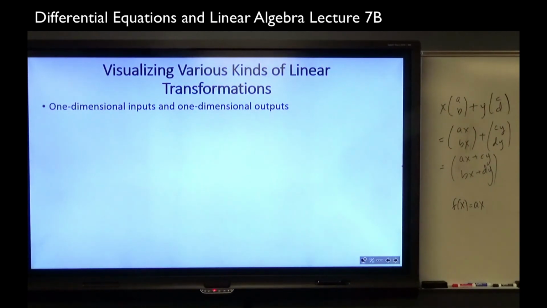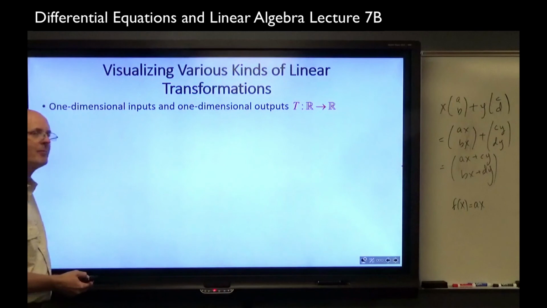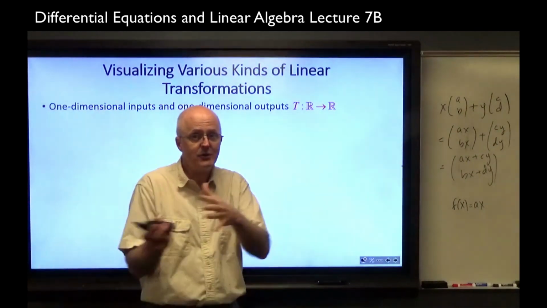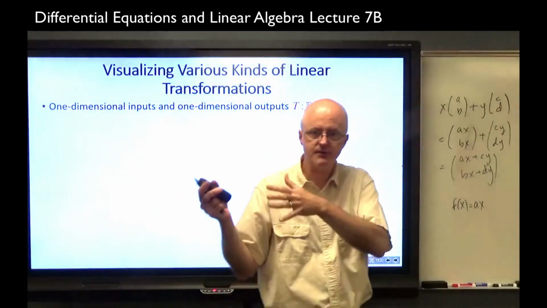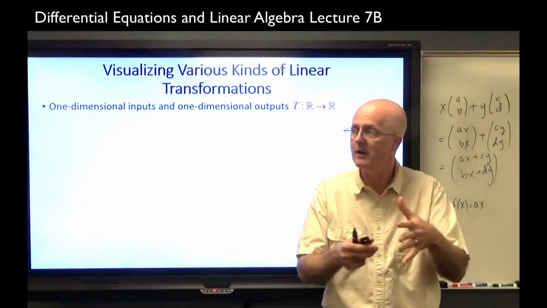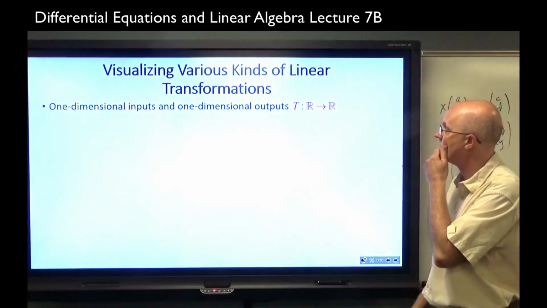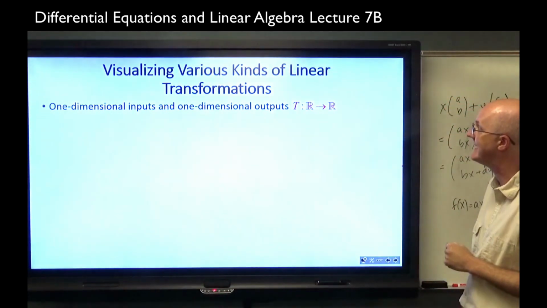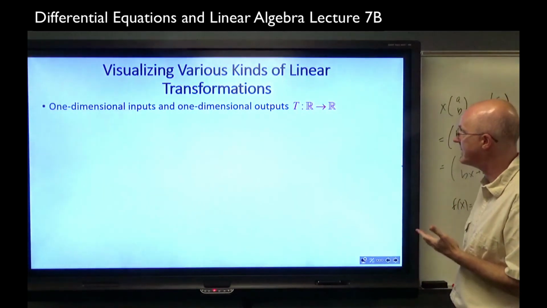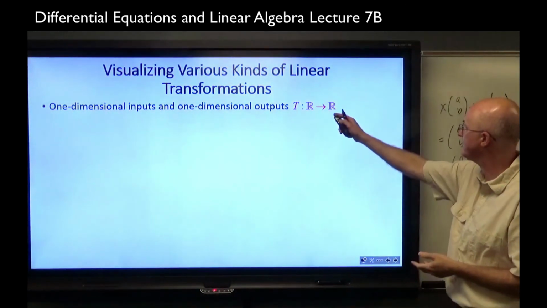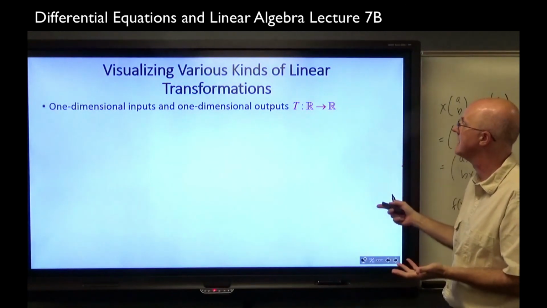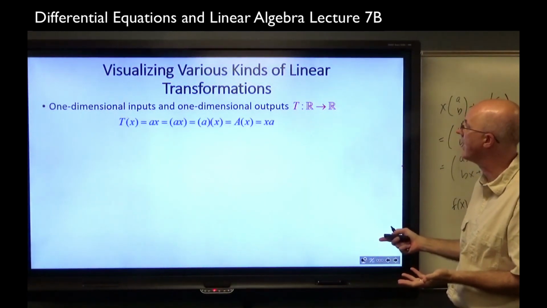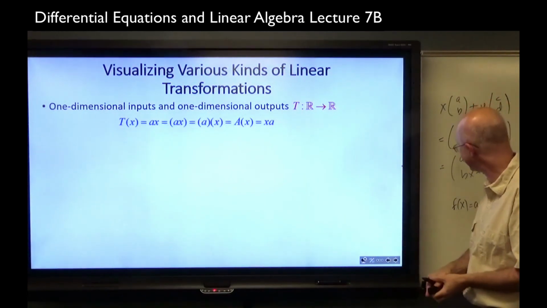All right, so we're going to build up our examples. We've talked about two-dimensional linear transformations from R2 to itself before in lecture 6b, and I'll remind you of that here at the end. But we could think about one-dimensional inputs and one-dimensional outputs. T goes from R to R. What's a linear transformation from R to R? It is this kind of thing.